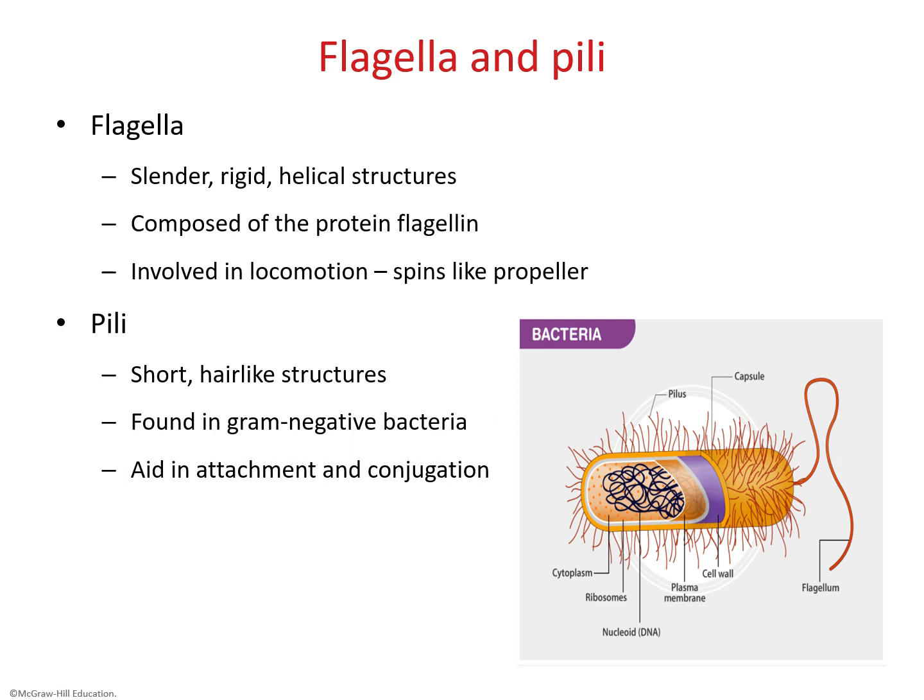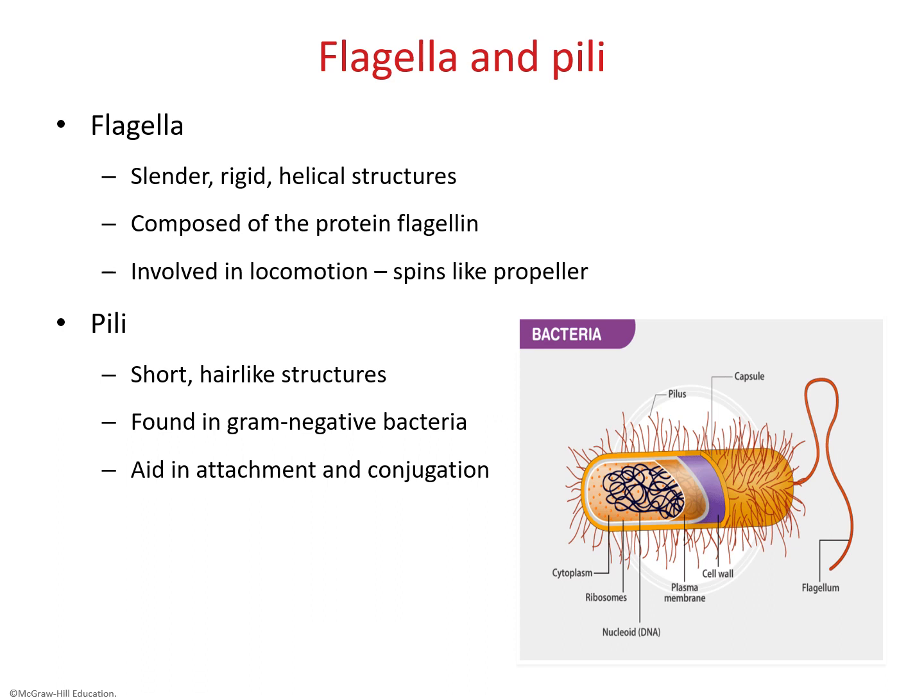Flagella are actually slender, rigid structures, and they are composed of a protein called flagellin. Flagella can range from 3 to 12 micrometers in length, and they are very thin, only 10 to 20 nanometers in thickness. And they can spin like a propeller and allow the cell to move.